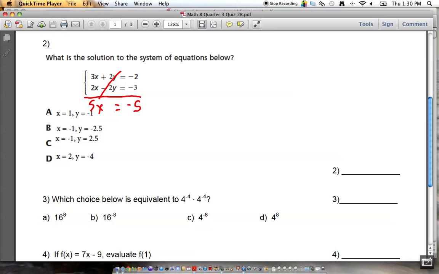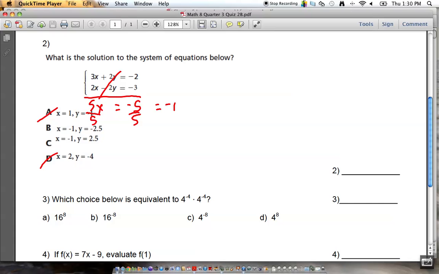Good. Now, you know the next step, you would divide by 5, right? So now do divided by 5. And when you do that, it should tell you that x is -1. Okay? Does that make sense, everybody? All right. So that means it can't be A and it can't be D. Now, it could be B or it could be C.